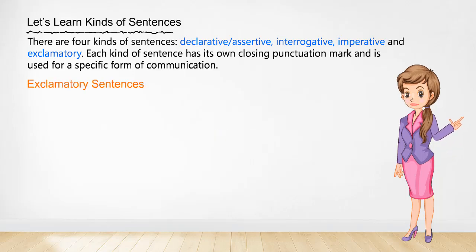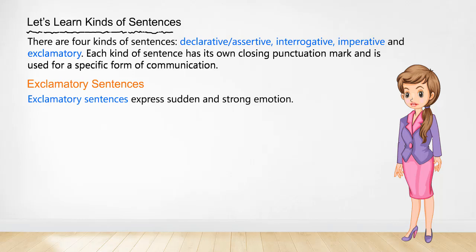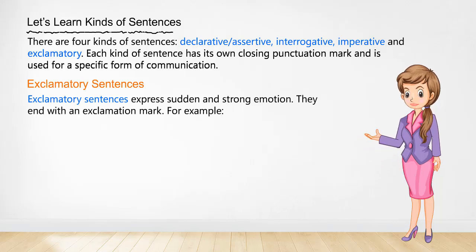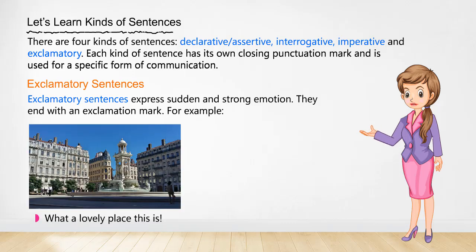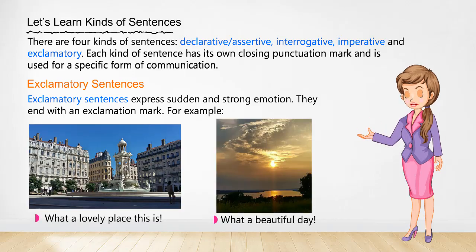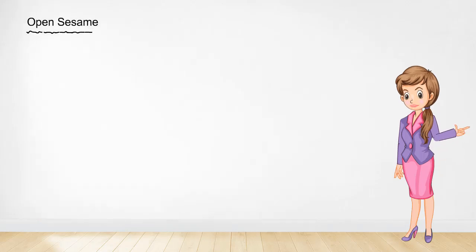Exclamatory sentences. Exclamatory sentences express sudden and strong emotion. They end with an exclamation mark. For example, what a lovely place this is. What a beautiful day. Open sesame.